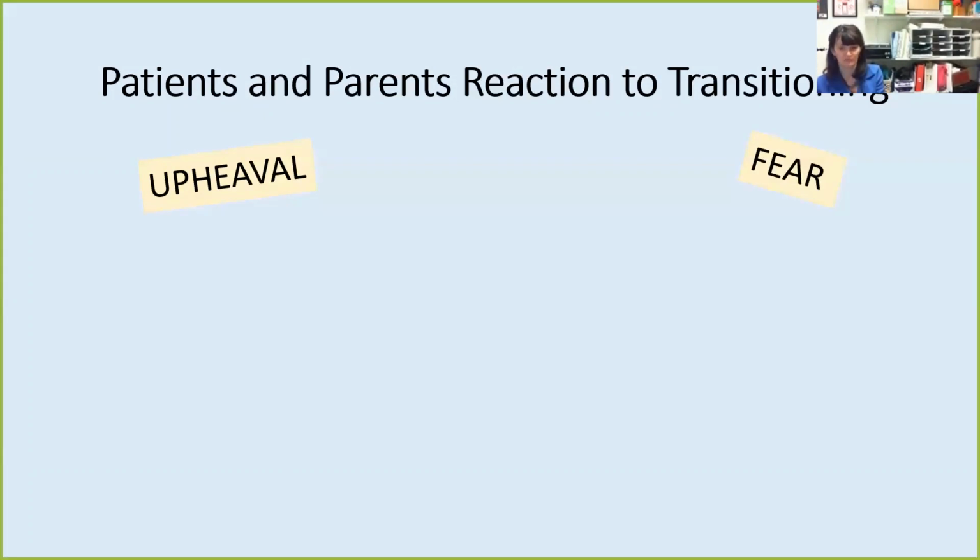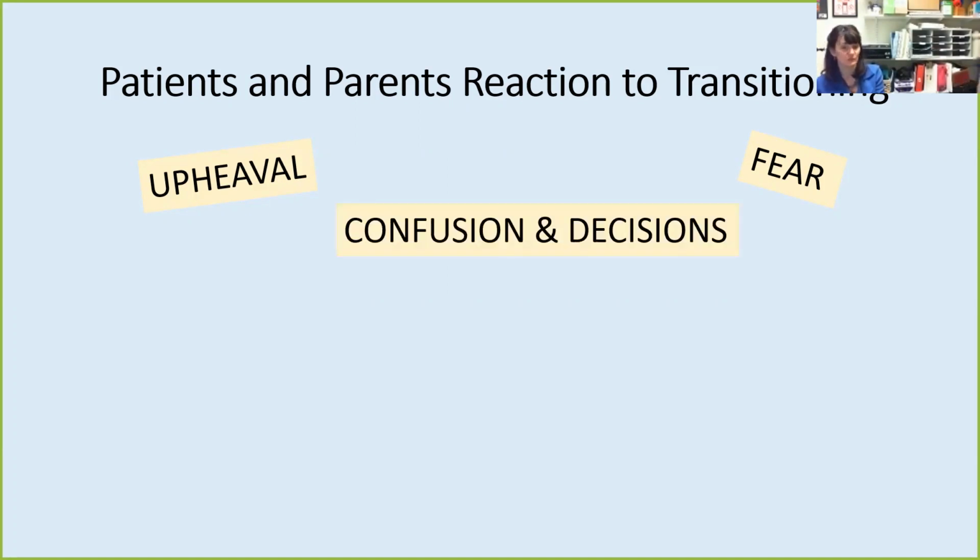There's a lot of fear about trust. Can I trust that the adult provider will make the best decisions in the interest of my adult child? There's a lot of confusion. What will happen when I go to the other side? It feels like a big black hole.